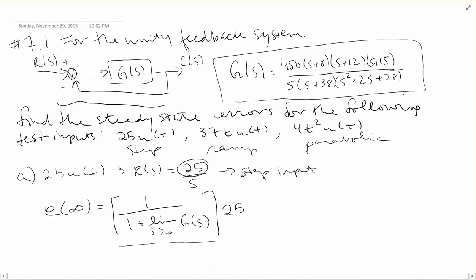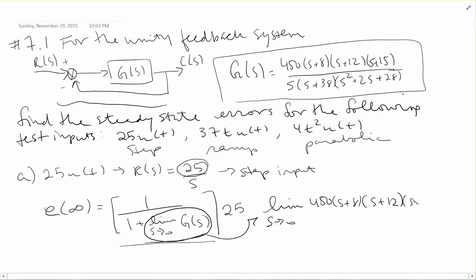Alright, so the main portion that we're going to focus on here is this limit. So let's come over here and look at that. So we have the limit as S goes to 0. And then let's write G of S. I won't read that out to you. Okay, so we got that, and then the denominator. Oops, that's an S. Okay, so that'll be S plus 38. And then finally S squared plus 2S plus 28.